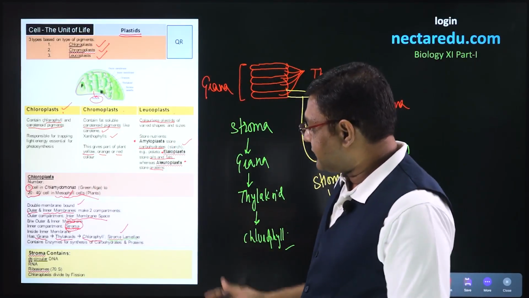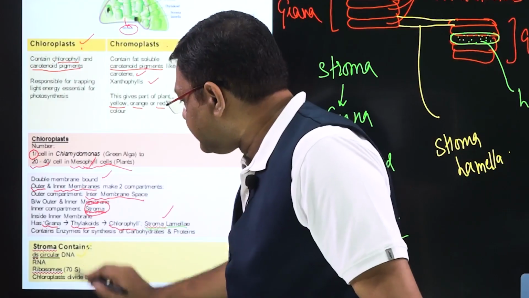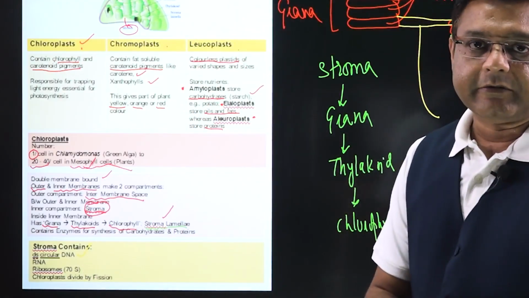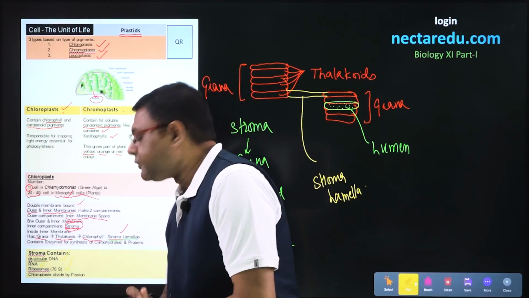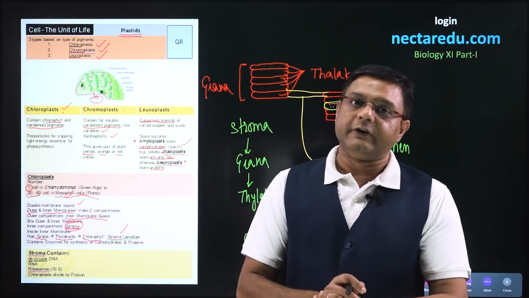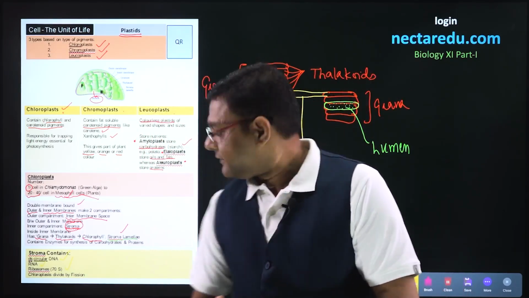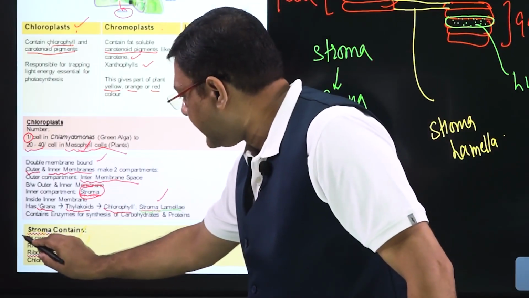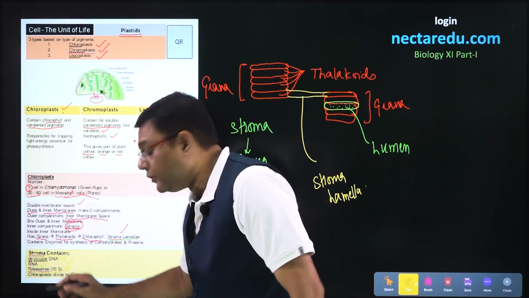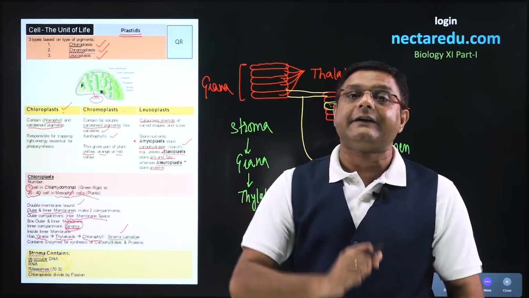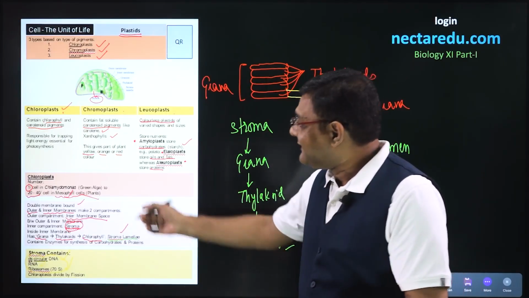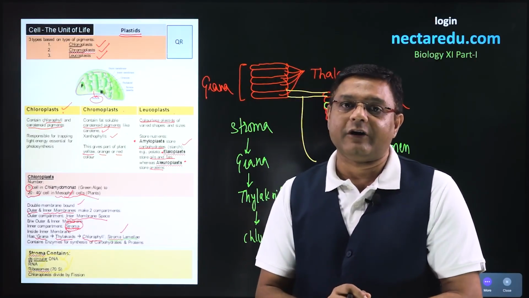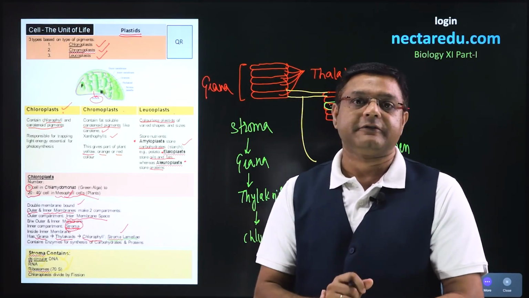Along with these things, double-stranded circular DNA will be present here. RNA will be present, and also 70S ribosomes. These things, circular DNA, RNA and ribosomes, were also present in mitochondria. So both mitochondria and chloroplasts are called semi-autonomous organelles.